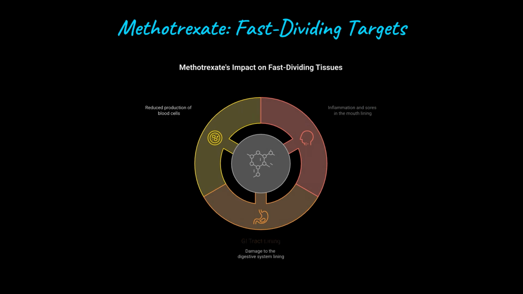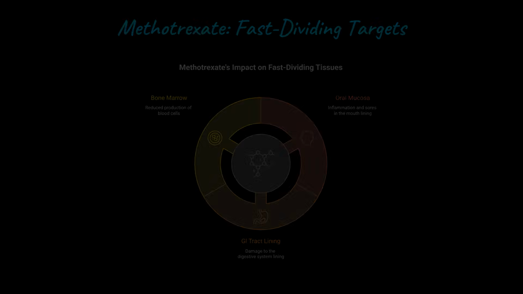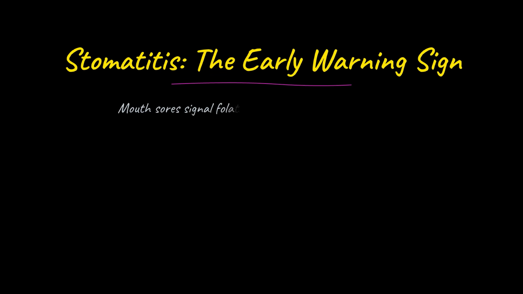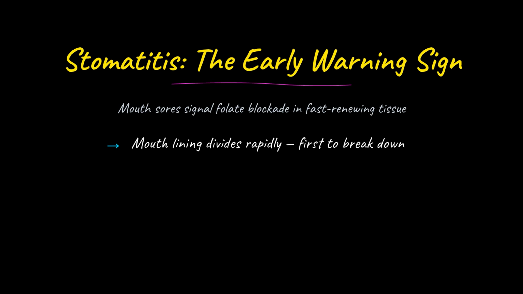The mouth lining and gut lining renew themselves constantly, shedding and replacing cells every day. The bone marrow is equally active, producing blood cells non-stop. These are the tissues methotrexate hits first. Stomatitis, painful mouth ulcers and inflammation, is often the very first sign of methotrexate toxicity.